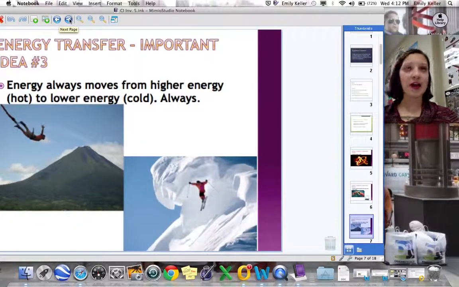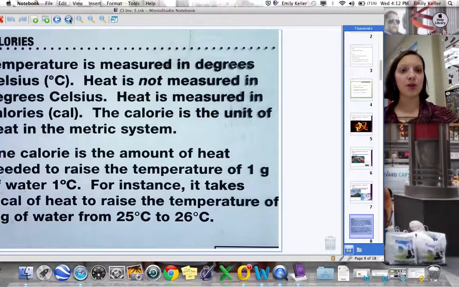So let's say I take a huge bite of cold ice cream. Well, the energy is going to transfer from my mouth, my body heat, to the ice cream. And so my mouth is losing energy to the ice cream. And that's what's happening there. And I would like you to come up with some examples of your own. So those are big ideas.